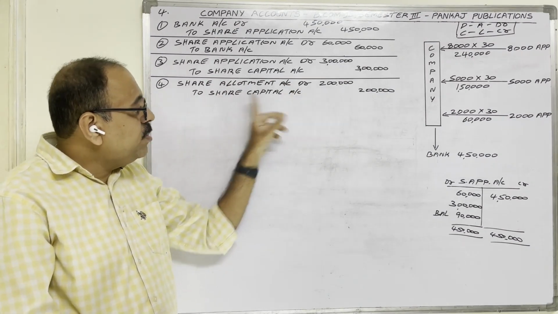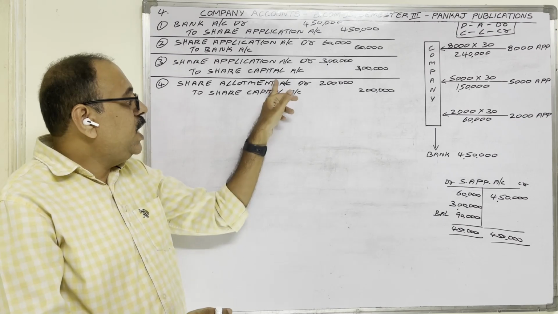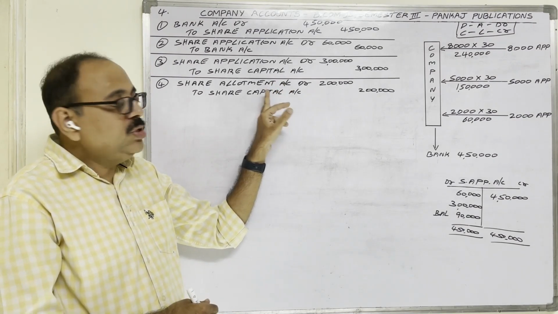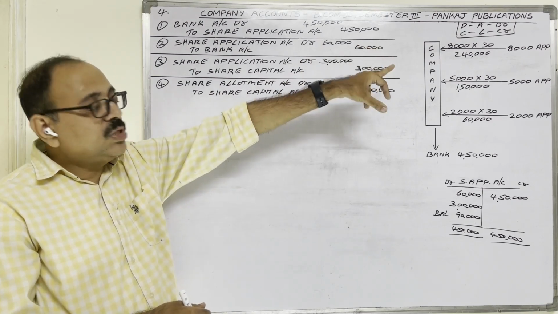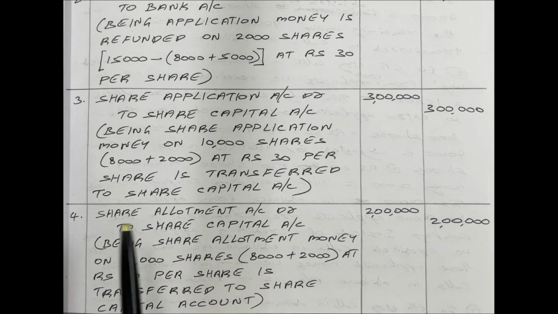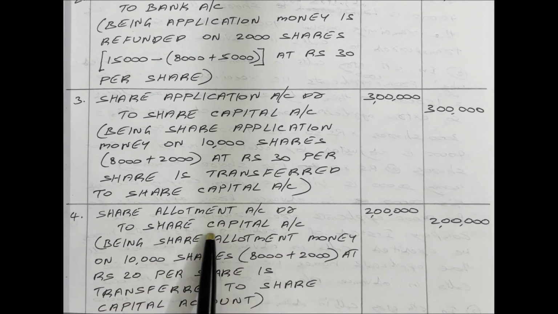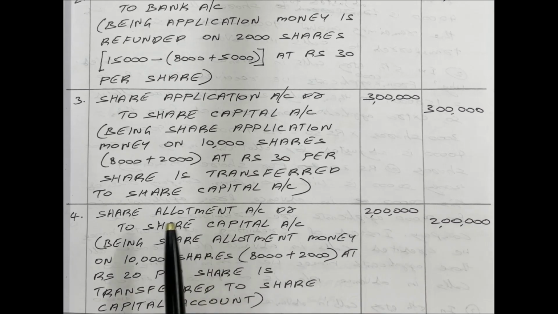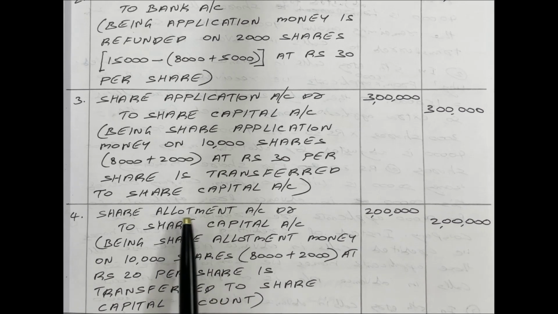And why is share capital account credited? Share allotment money we want to transfer to share capital now. Share capital is a liability, and liability shows a credit balance. That is why share capital is credited. Fourth entry, share allotment account debited to share capital account. For what are we writing this entry? For transferring allotment money to capital account.